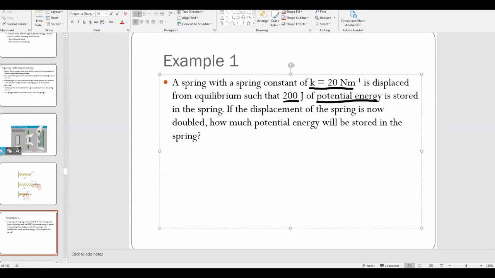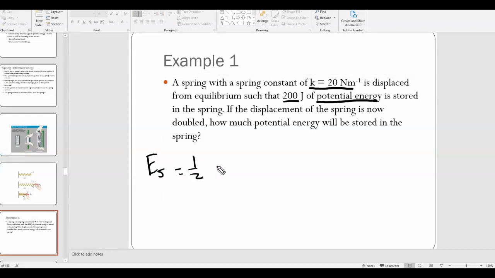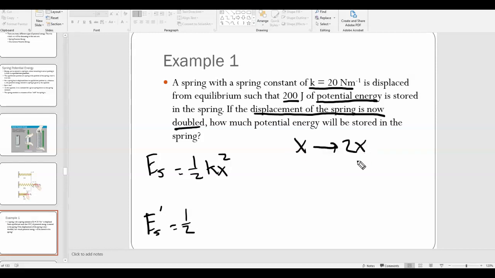So this is a proportional reasoning question. We've seen this question many times before at this point. And so basically what this is saying is, okay, it's 1/2 kx squared. What's going to happen if I double x, if the displacement of the spring is now double? So in other words, what is ES prime if I make that change? In other words, if I turn x into 2x. Now, at this point, you might be saying, well, what are you doing about that K value? And they give you 200 joules of potential energy. What about that? We'll come back to that in just a second.